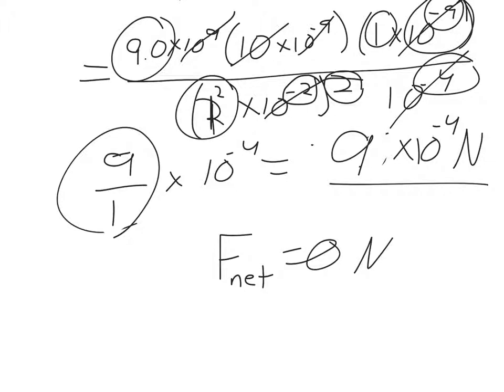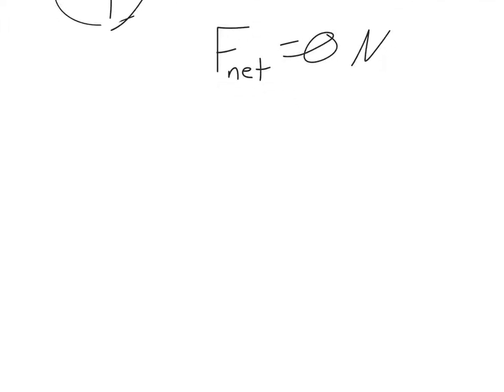Now it asks, what happens if I make one side negative? So I have the same setup. I have my 1 nanocoulomb particle here. I have my 10 nanocoulomb particle here, and on the other side I have a minus 10.